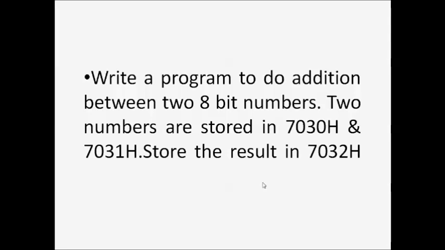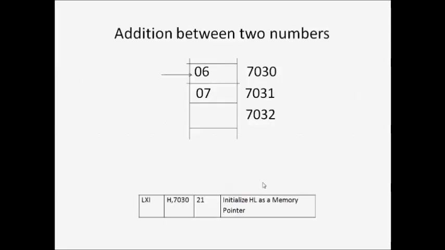Today we are going to do the first practical: addition between two 8-bit numbers. The aim is to write a program to do addition between two 8-bit numbers. The two numbers are stored in 7030H and 7031H. Store the result in 7032H. This program is to do addition between two numbers.